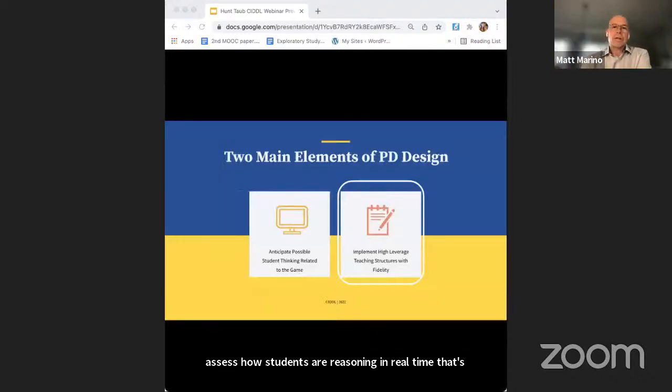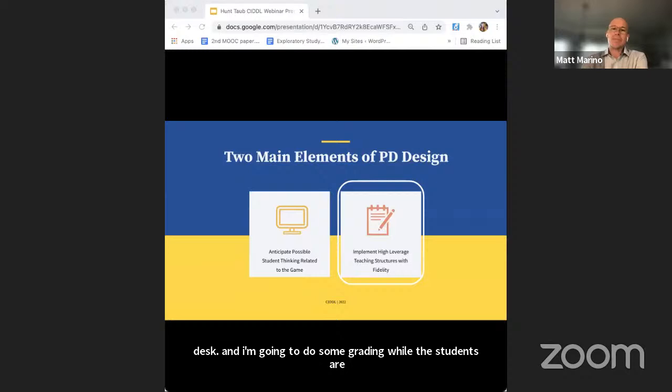That's really a critical aspect, Jessica. I know when we were doing the science research, many of the teachers felt like the researchers are here and they're having the students play their game. And so I'm just going to go sit as a teacher at the front of my desk and I'm going to do some grading while the students are playing through the game. And the point that you brought up is just critical.